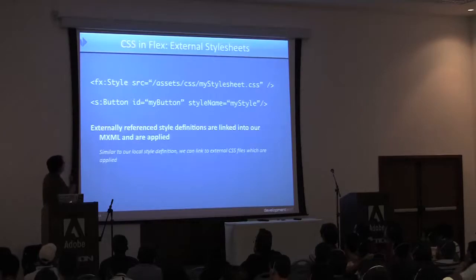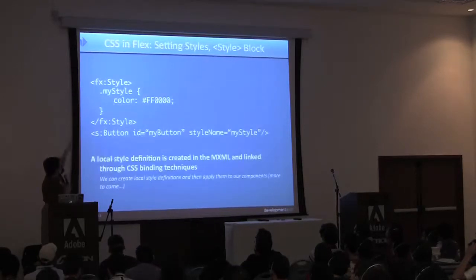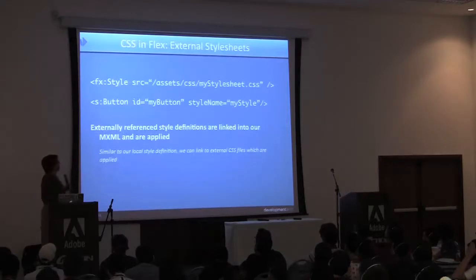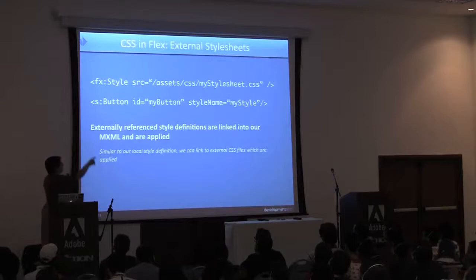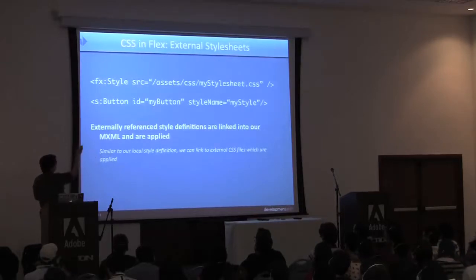So the final way is an external style sheet. With an external style sheet, you link to a CSS file. The CSS file syntax looks just like the my style block, but you don't have to wrap it in the XML wrapper. And then you can link to it. If you do any HTML development, this is going to look really familiar because you're just linking to an external style sheet through the CSS file. And then again, you expose the style name and you can access it and pass it through.